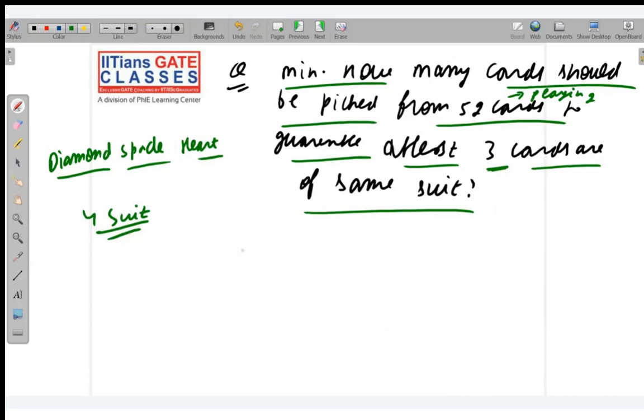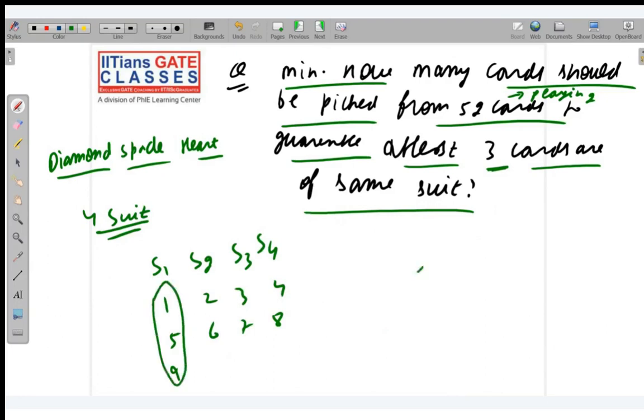So this is again very easy. Say these are suit numbers 1, 2, 3, and 4. So 1, 2, 3, 4, 4 cards picked. In the worst case, all 4 are different, then 5, 6, 7, 8 are different, and the moment you pick the ninth one, you will get 3 cards of the same suit. So the answer is 9.